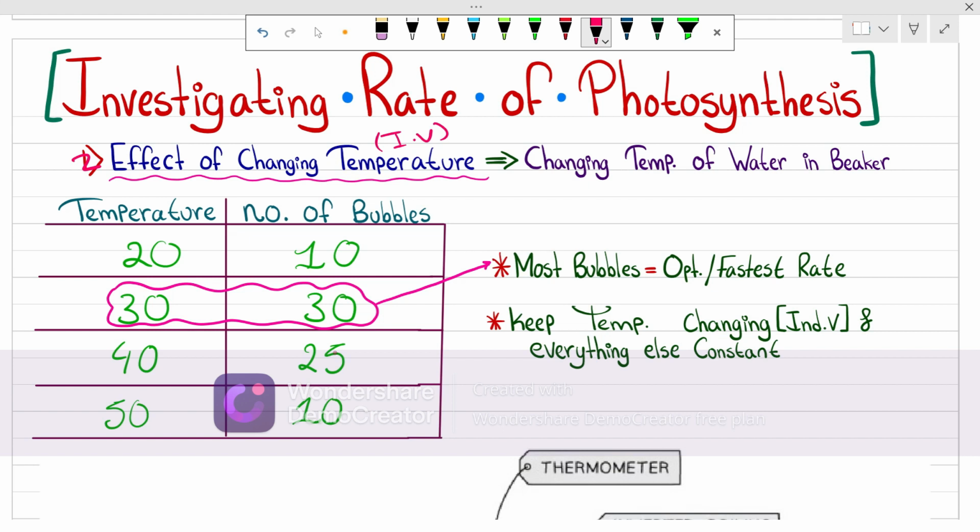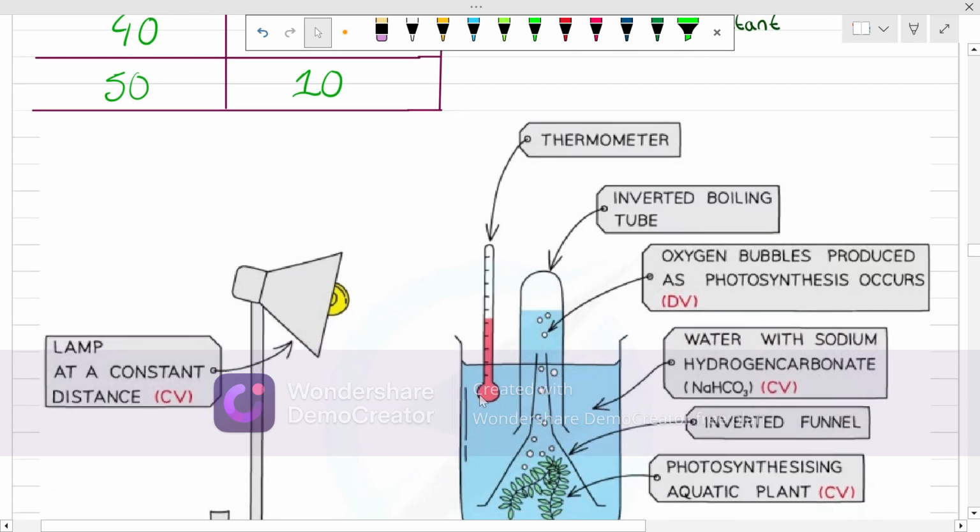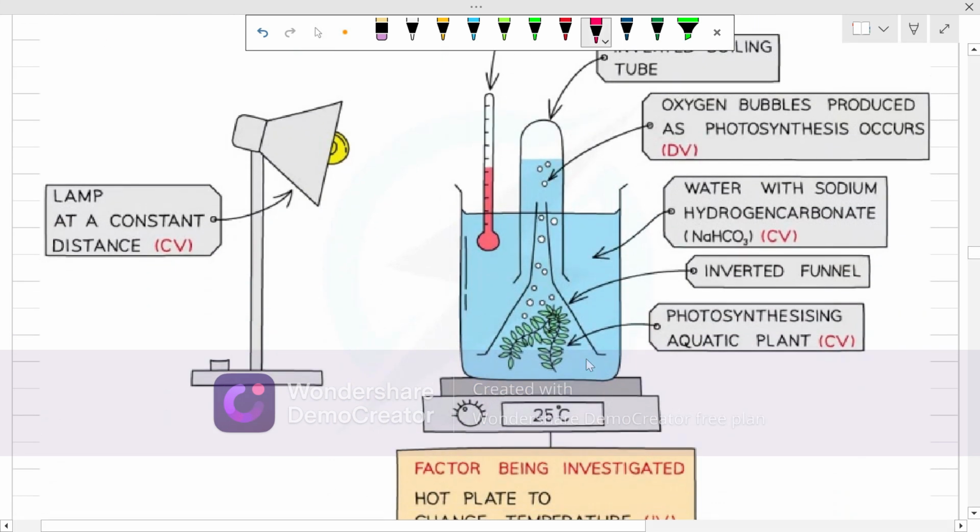The most bubbles produced is the optimum or fastest rate. So this is the number of bubbles produced of oxygen. The most bubbles produced is the optimum temperature and the fastest rate of photosynthesis. Let's have a look at the illustration.